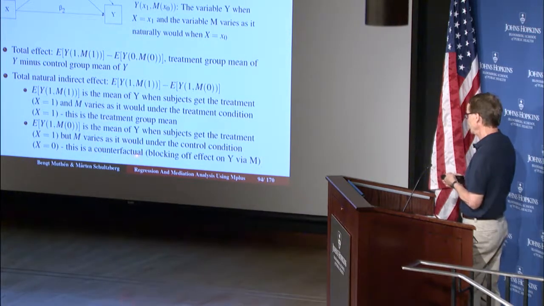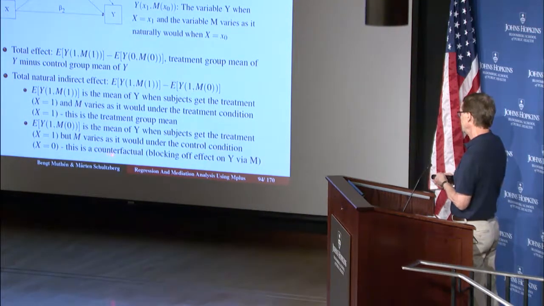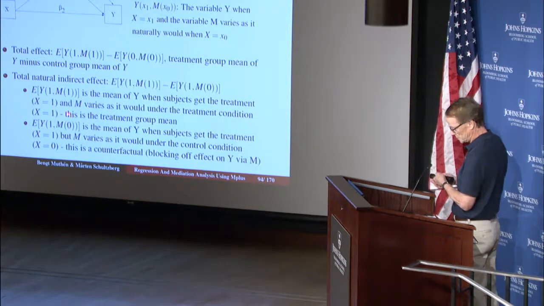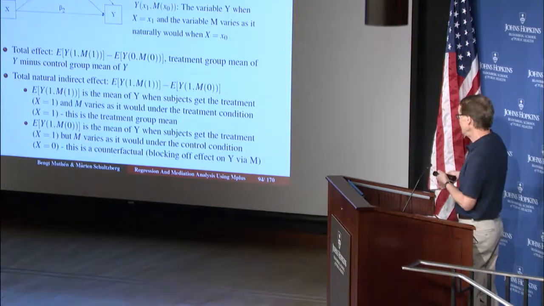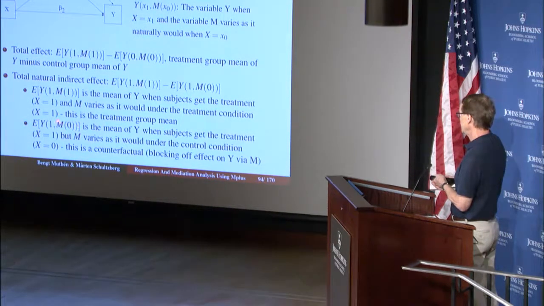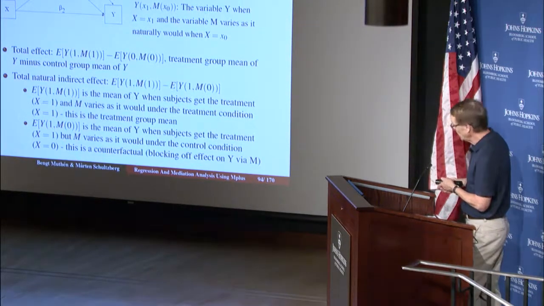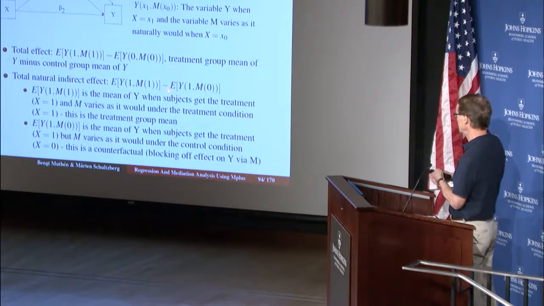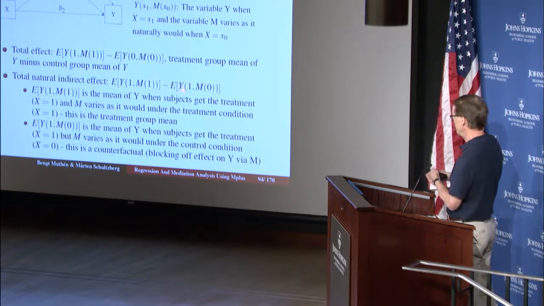This is a counterfactual. What we're doing here is blocking off any effect of X on Y via M, because M varies as it would under the control condition. So it's blocked off. So what's left then, when we block off that effect via M, is the direct effect part from X to Y, and that's what we subtract from this effect. And therefore, since we subtract off the direct effect part, we get the indirect effect.